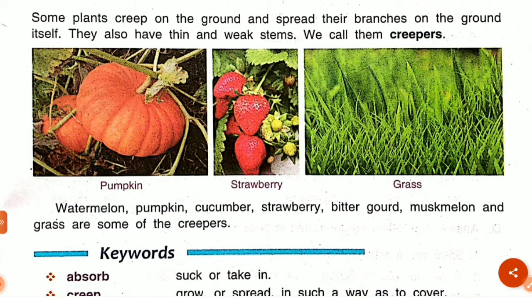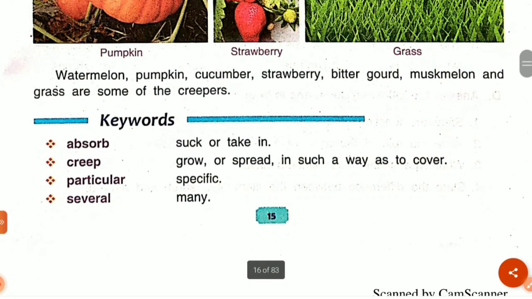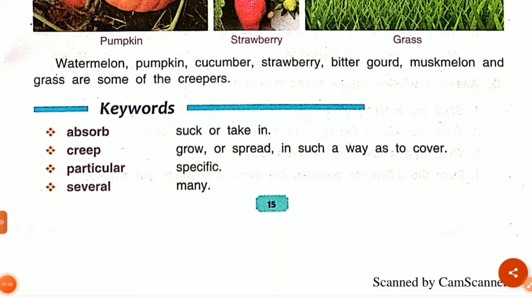Okay. So now we have seen what the categories of plant are. What are the categories of plant? You all have to tell with me. First one, trees. Second one, what is that? Shrubs. Third one, herbs. Fourth one, climbers. Fifth one, creepers. Okay. Now let's see the keywords.